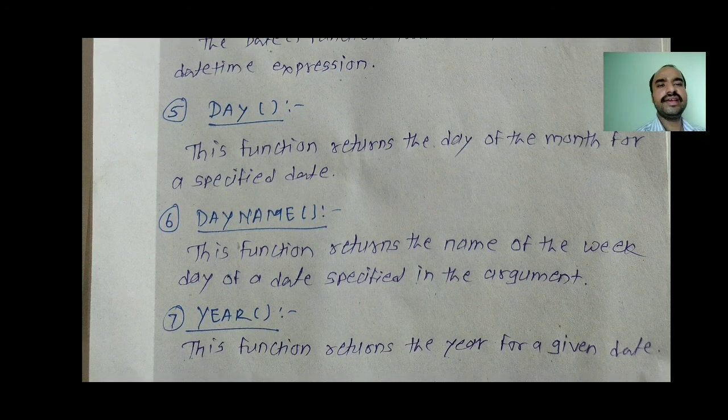Then DAYNAME is there. This function returns the name of the weekday of a date specified. For example, suppose today is Saturday. Whenever we write today's date, it will give Saturday, and the earlier DAY function will give the number of the day of the month. Means today suppose there is a 27. So the DAY function gives 27 as the answer, while the DAYNAME function gives Saturday as the answer.